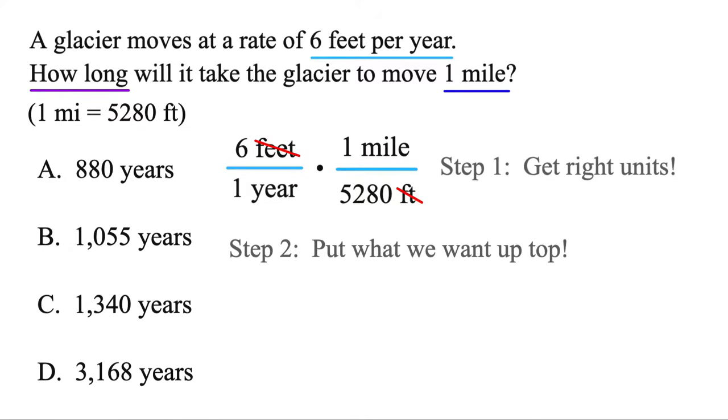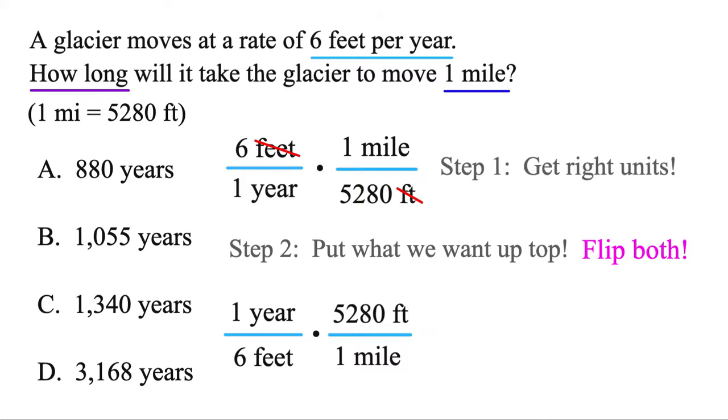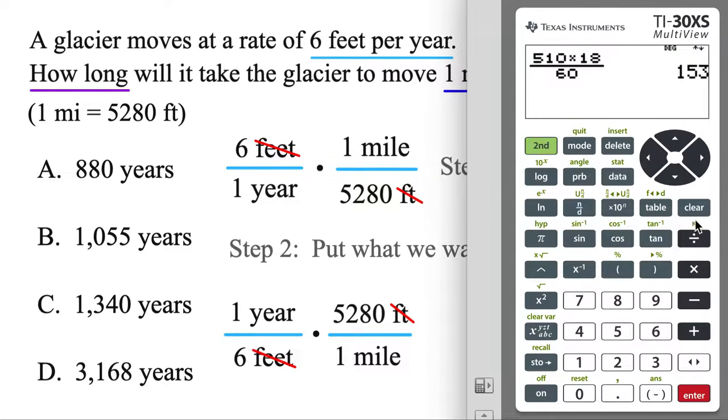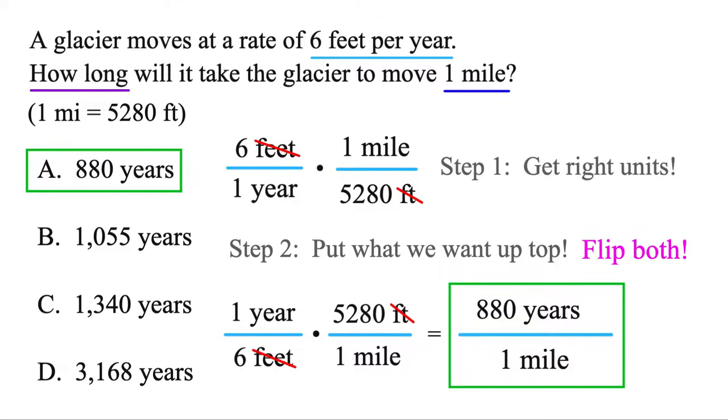However, step number 2, we're going to put what we want up top. Because we want to find out how long, we want to find out how many years, we want that guy up top. To do that, we're just going to flip both fractions here. Now that still gets feet to cancel, but then this is what we're going to type into the calculator. So we'll do our fraction, 5280, that's up top, 6 in the bottom, boom. So 880. So whatever unit you have in the bottom, when you divide, it always stays a 1. So that is how many years it took to move exactly 1 mile.